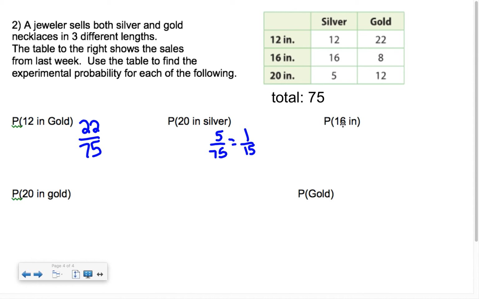The probability of a 16-inch necklace. Now here, they don't say 16-inch gold or silver, so we have to count all of the 16-inch necklaces. So we have 16 plus 8, which is going to give us 24. So 24 16-inch necklaces out of the 75 that they sold. Next, 20-inch gold necklace. Here's 20-inch. Over to gold. 12 of them. So they sold 12 20-inch gold necklaces out of the 75. 12 over 75, we can simplify that. We can divide both by 3, and we're going to get 4/25.